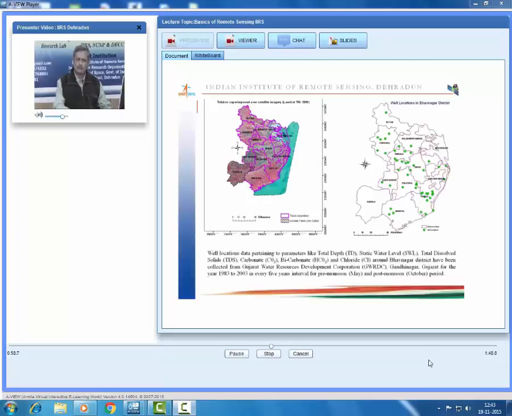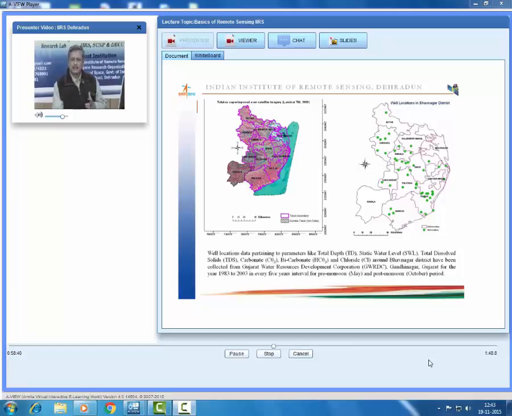We collected water samples, particularly from the various well locations, and data we got from the Gujarat Water Resources Development Corporation, GWRDC, in Gandhinagar. You can see the location of the wells in Bhavnagar district. We got data like total depth, static water level, total TDS, carbonate, bicarbonate, chloride, for the years 1983 to 2003 at every 5-year interval, for the pre-monsoon, the May data, and the post-monsoon period.